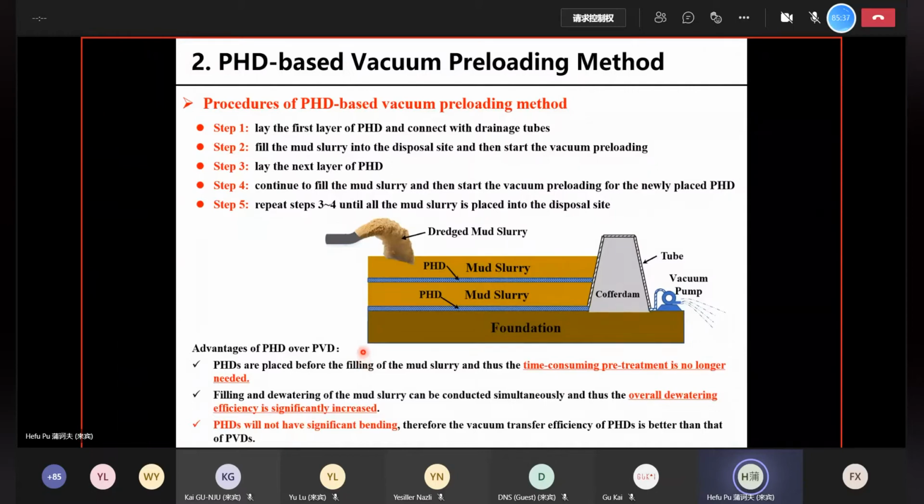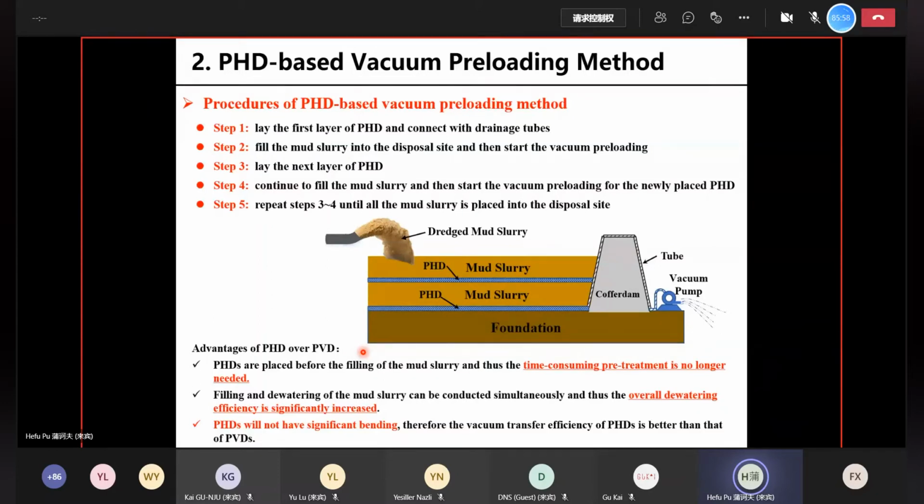as follows. First, the PhDs are placed before the mud slurry is filled into the disposal site. And because of that, the time-consuming pre-treatment is no longer needed. That alone can save months or even years of time.